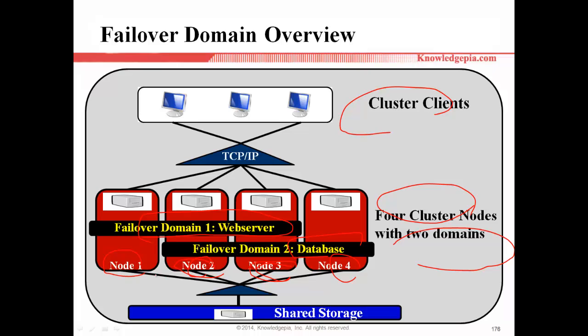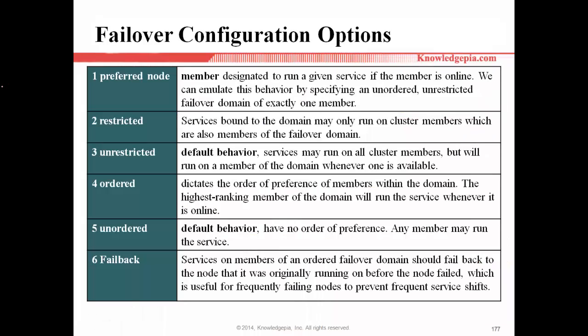For example, if node 1 is now supplying the web server service, but this node 1's service stops, then it will fail over this service to node 2. And node 2 also maybe has a problem, then it fails over to node 3, like this. Failover configuration options: for example, here, we can use this kind of option for failover.